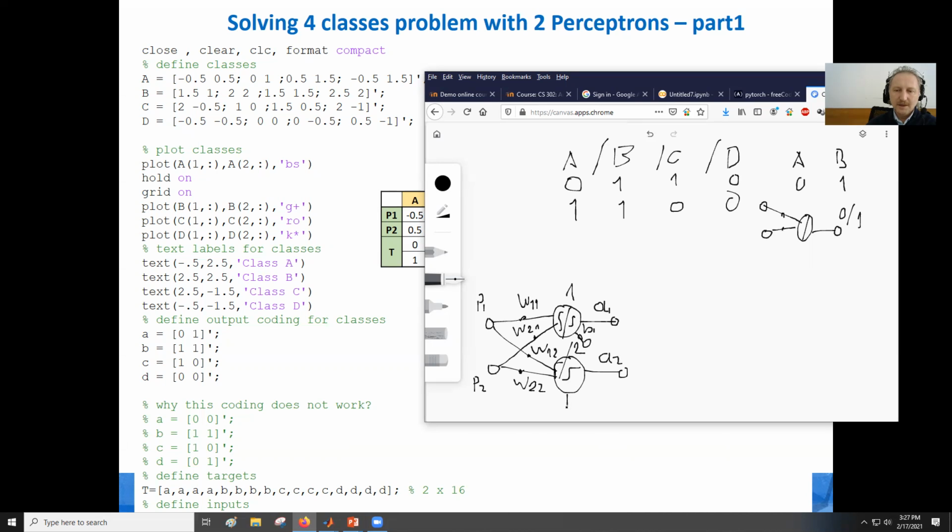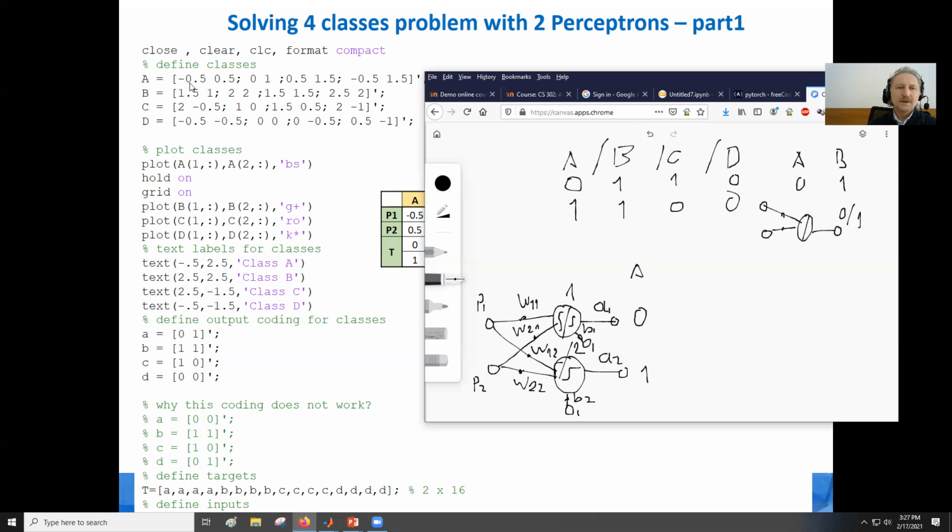Also for this one, we have B2, the second bias. The input of bias is always 1, as you know. Now this neuron can produce these codes. If this neuron's activated result is 0 and the activated result of this neuron is 1, this means it belongs to the A class.